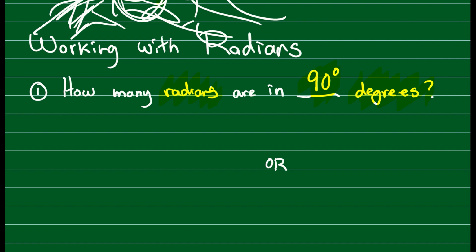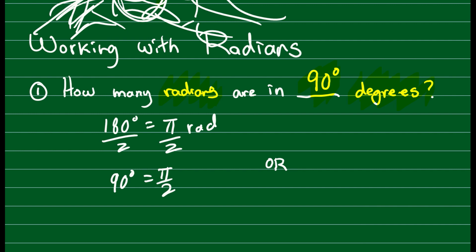This could be done intuitively by knowing that there are 180 degrees in pi radians. Well, we are interested in 90 degrees. So let's divide this by 2, divide this by 2, and it turns out that 90 degrees is equal to pi over 2 radians. Ta-da!